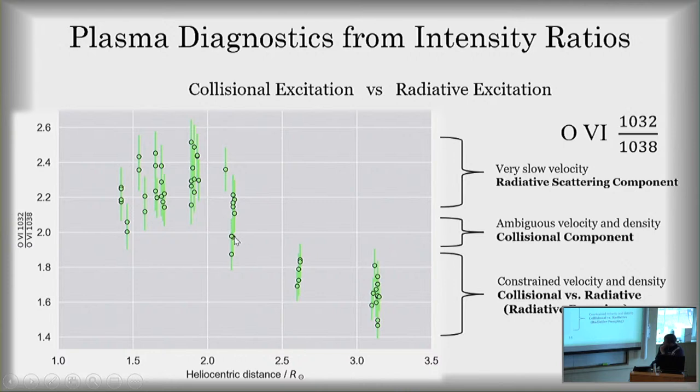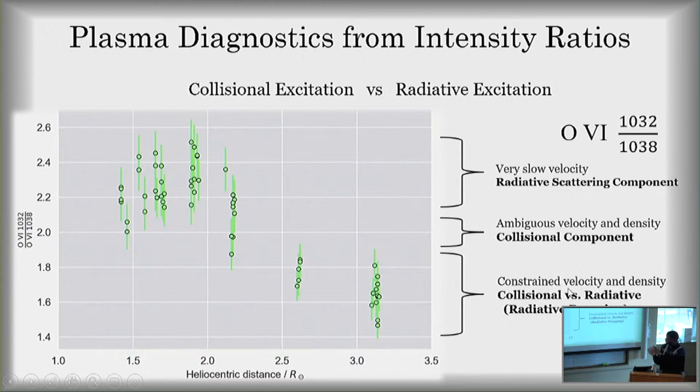As you can see here, the data sort of goes back down to 2.0. So that's just atomic physics. We don't get any astrophysical information, so the parameters are more ambiguous now. And that's because the collisional component is dominating. Then, at higher heights, all we get is intensity ratios below 2.